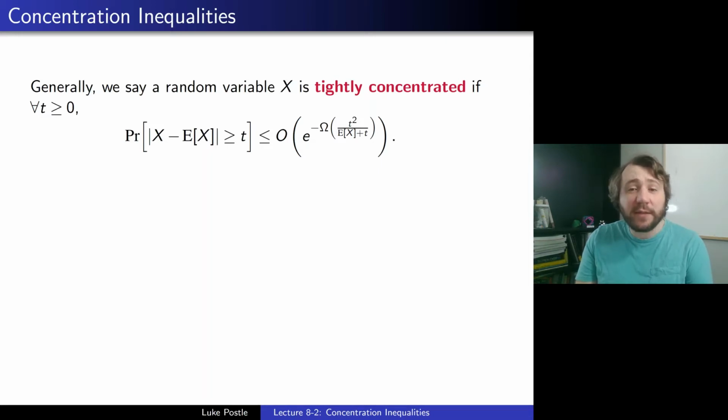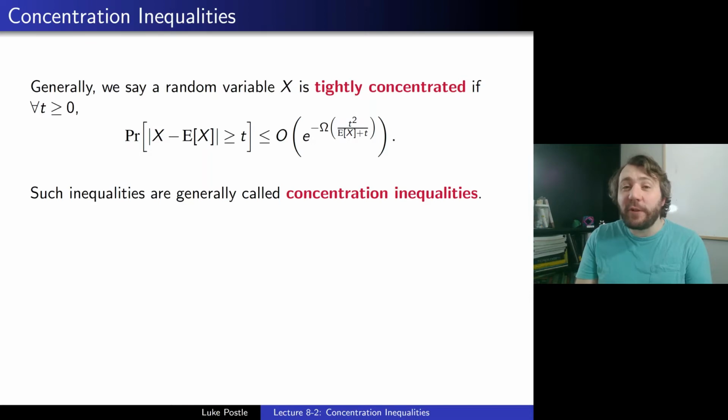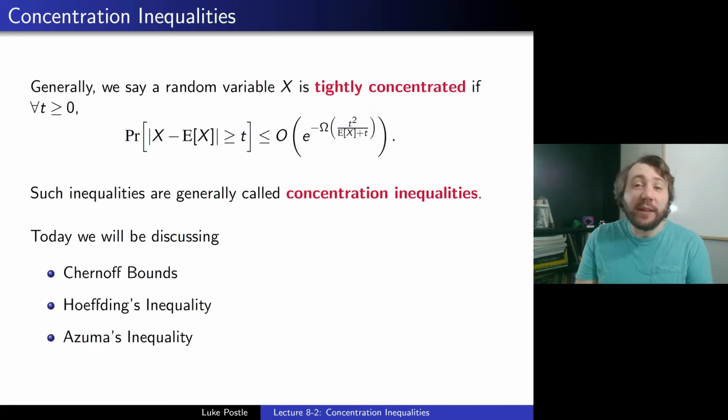You'll note the t squared, so if t is roughly the square root of the expectation, this doesn't really tell much, so we can't expect to know much concentration within around a square root of the expectation. But if we're further apart than that, than many standard deviations, then we might expect this exponential decrease. And this is much better than what we get from, say, Chebyshev's inequality in the second moment method, as we'll be experiencing this exponential decrease. So that will be tightly concentrated, and such inequalities are generally referred to as concentration inequalities. And today we'll be discussing a few of these, namely Chernoff Bounds, Hoeffding's inequality, and Azuma's inequality.